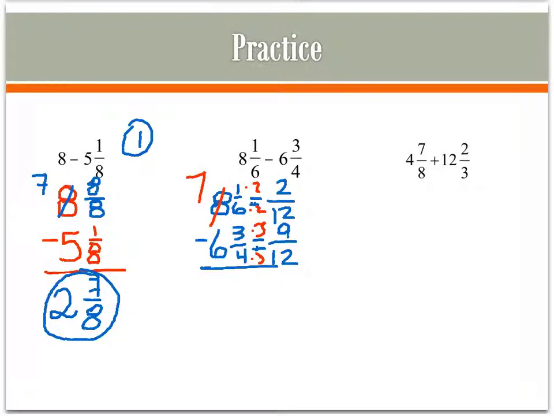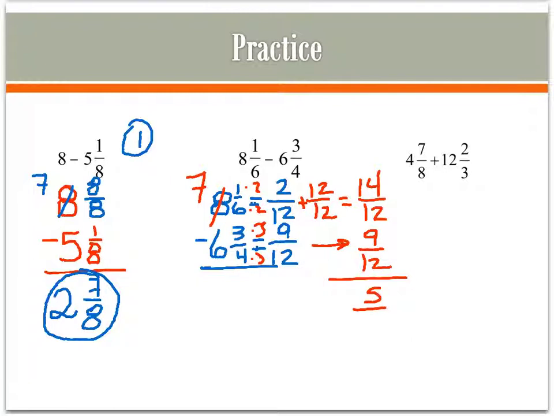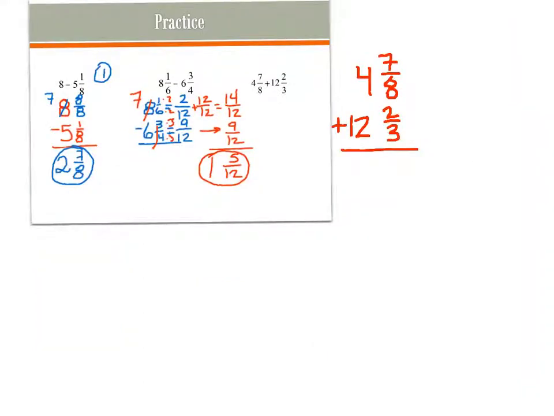Borrow 1 from the 8, make that a 7. I'm going to add to this 12/12. That's the 1 whole I borrowed, making 14/12. Then I'm going to subtract from it the 9/12 that I had. 14/12 minus 9/12 is going to give me 5/12. And 7 take away 6 is 1. So my answer, 1 and 5/12, is correct.